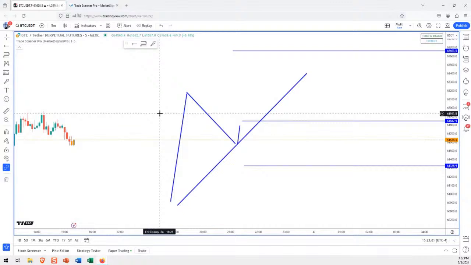The system does not forecast the future of the market. What this system does is it helps you manage risk. That is the purpose of the system. And it gives you a visual reference so that it takes the guesswork out of knowing where to place your orders, right?